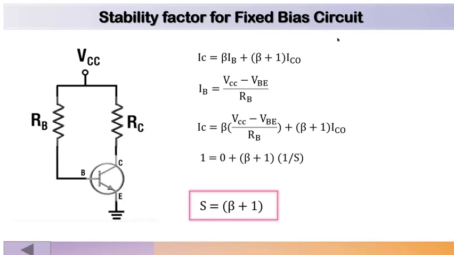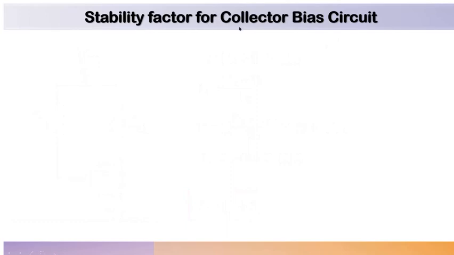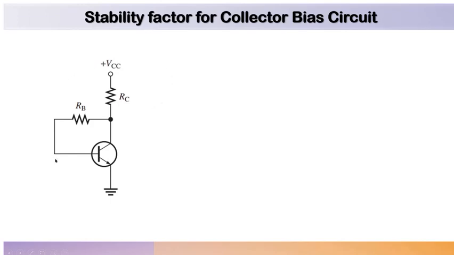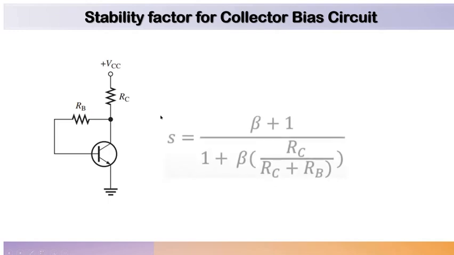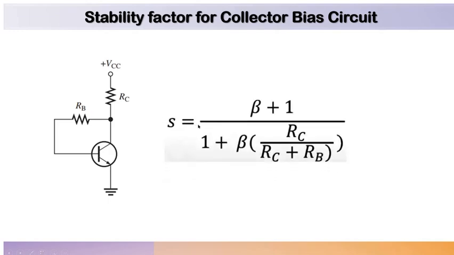Okay, now coming to the stability factor for the collector to base bias circuit. This is a collector to base bias circuit. Here you know that a base resistance is connected to the collector side. So this base resistor will act as a feedback from collector to base. So for a collector to base bias circuit, the stability factor will be equal to beta plus 1 divided by 1 plus beta into RC divided by RC plus RB.